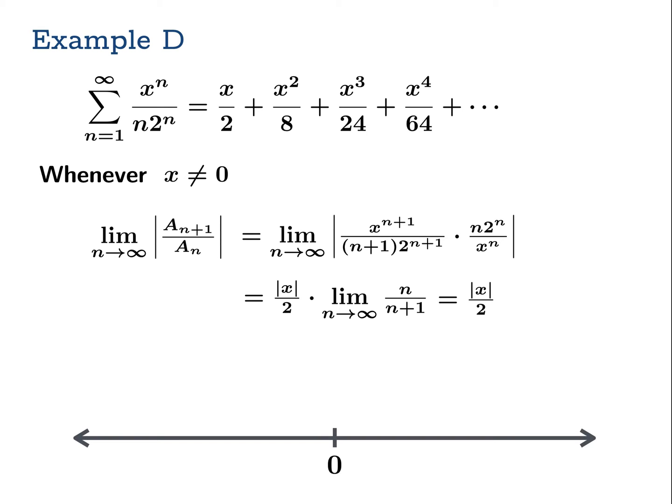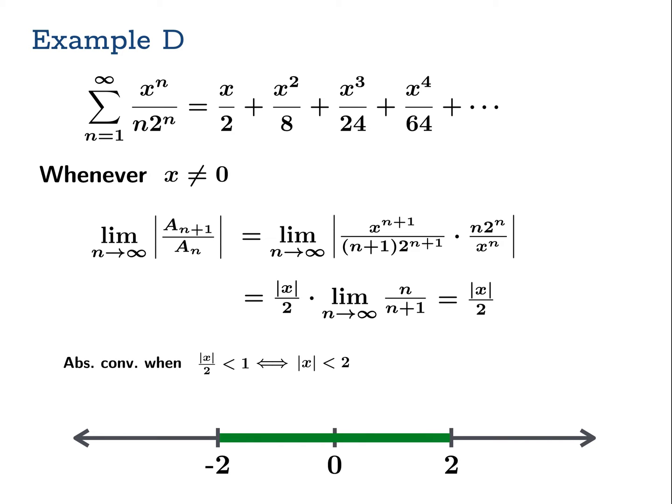So what does this mean in terms of our convergence map? Well, we get absolute convergence of the series when this limiting value of the ratio is less than 1. But what does that translate into? It translates into the condition that the absolute value of x is less than 2. So we're talking about the set of points between negative 2 and 2. Those are the arguments you would plug in for x to get an absolutely convergent series.